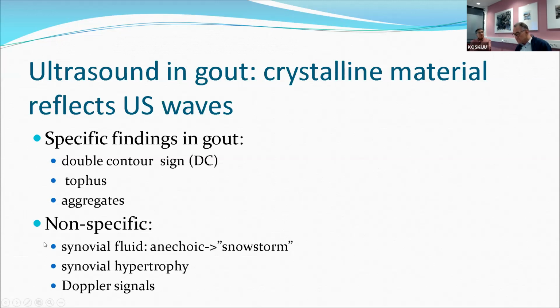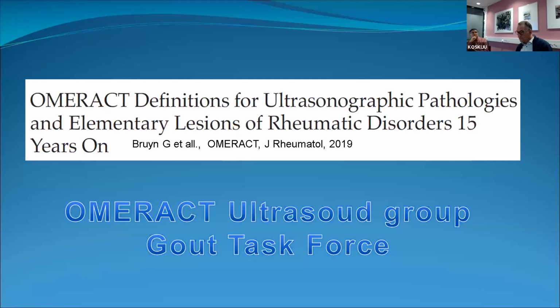Then you have, of course, non-specific findings, for example excess synovial fluid, or the so-called snowstorm. We can see synovial hypertrophy in gout as well as in other chronic diseases. And we can see Doppler signal in gout and crystal arthropathies. OMERACT, again, has done very good work in defining lesions and examining the reliability of their scoring systems.